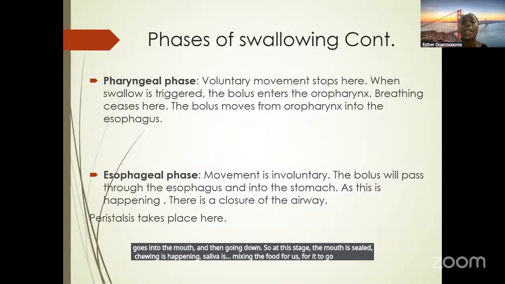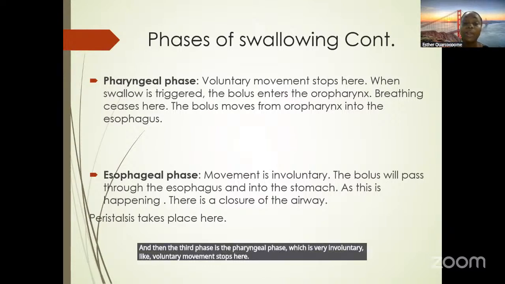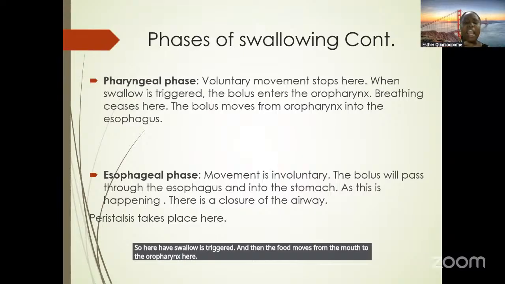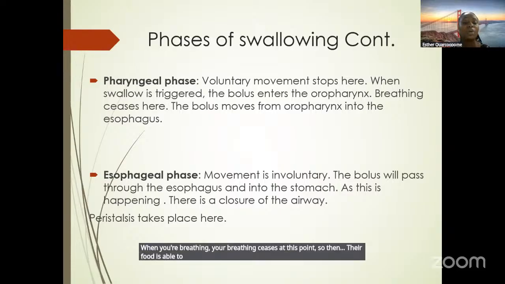And then the third phase is the pharyngeal phase, which is involuntary, like voluntary movement stops here. So here, swallow is triggered, and then the food moves from the mouth to the oropharynx here. And at this point in time, I want you to know that your breathing ceases. So the food is able to go down to the esophagus.